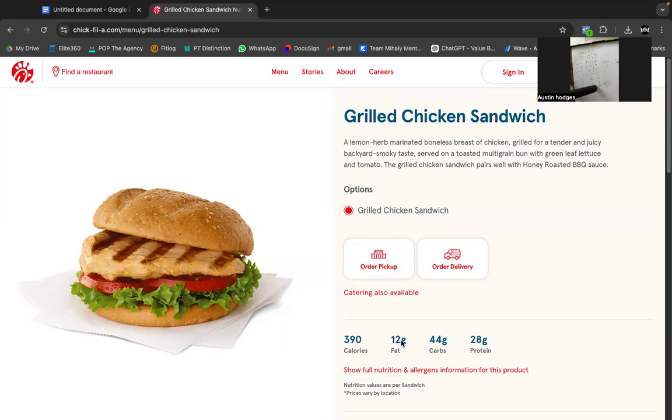So again, we're at 12 grams of fat, 44 grams of carbs, and 28 protein. So just right off the bat, this is pretty doggone close, and you can make this work all day long. Just for the fun of it, let's see how close this is compared to that. We're about 3 grams shy on protein, about 3 grams shy on carbs, and 2 grams over on the fat.